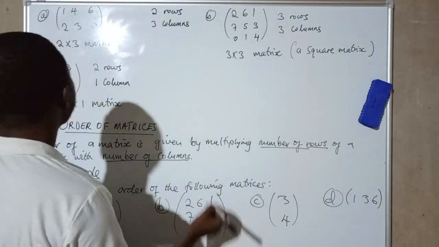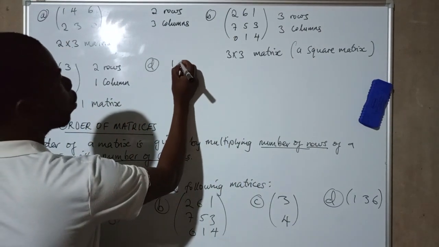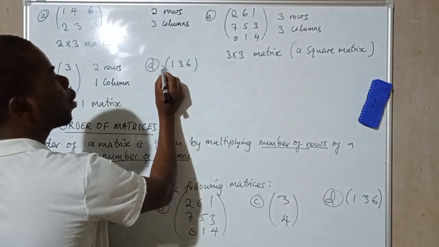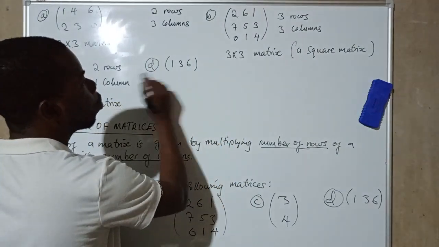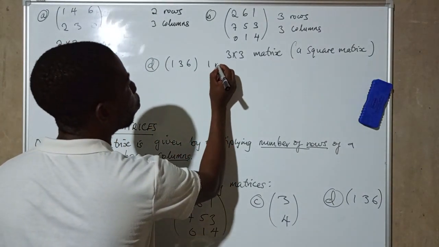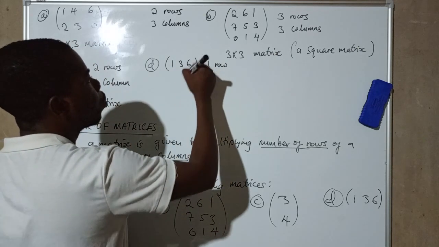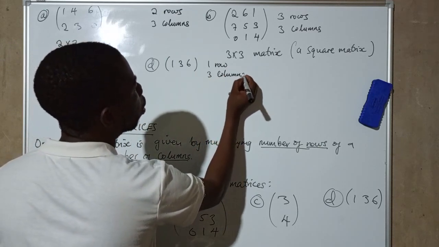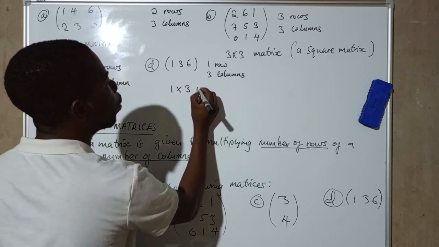Then we can come to this one, D here. D we have a 1, 3, and 6 like that. So we have only one line that can go through these numbers, and a horizontal line that goes through the numbers stands for rows. So we have one row, and how many columns? The lines which can go through these 1, 2, 3, so we have 3 columns. So this one can be given as a 1 by 3 matrix.